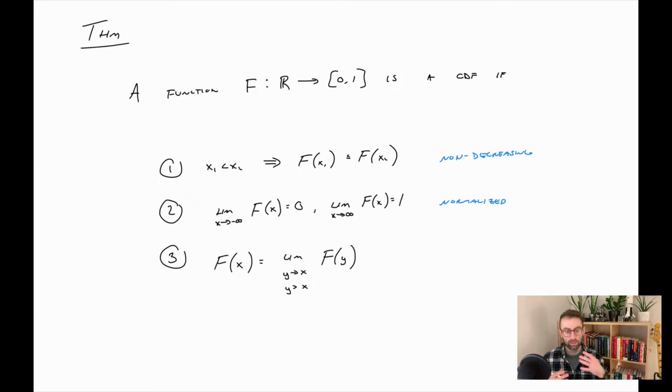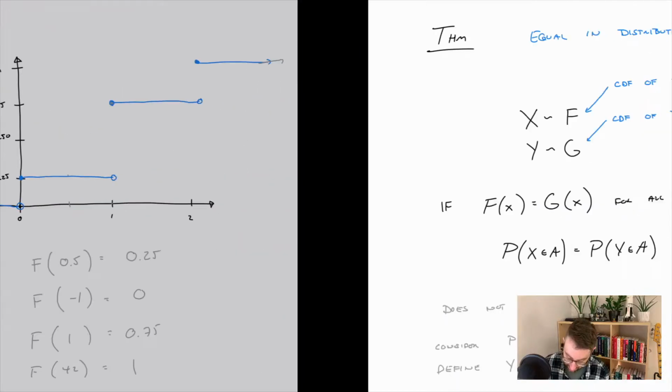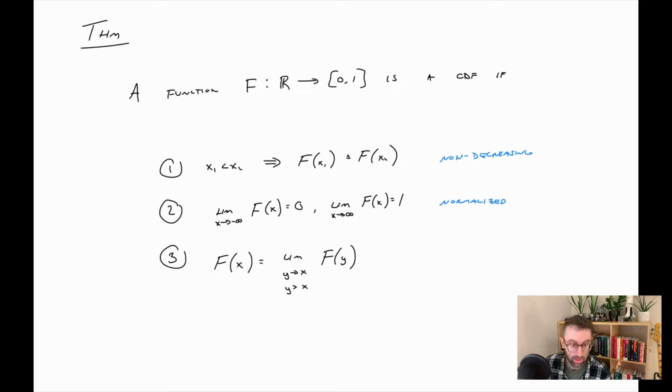And in a lot of ways, together with the non-decreasing property, what this is saying is that if we look at this graph, if you go to the left, eventually you're going to get to 0, and if you go to the right, eventually you're going to get to 1 because we're outputting probabilities. Okay, and then lastly, the notation for this last one is that it is right continuous. Okay. So those are three things you need to have a CDF.